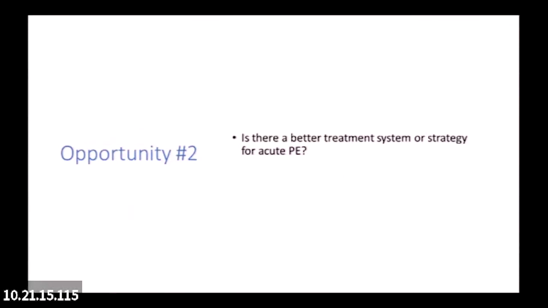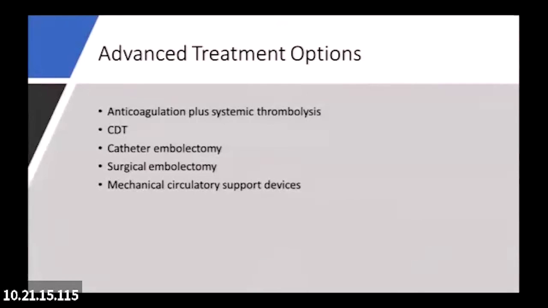So opportunity number 2: is there a better system or strategy for acute PE? The reason we raise this question is that we now have a lot of available options. We have anticoagulation plus systemic thrombolysis. We have catheter-directed treatment. We have catheter embolectomy. We have surgical embolectomy. We also can provide a mechanical circulatory support device for unstable PE patients.